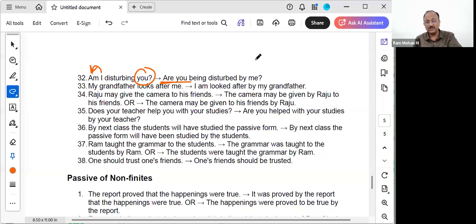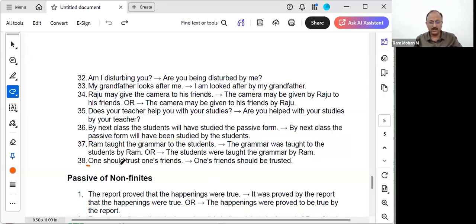Correct? No? Now let's see the future perfect tense. By next class, the students will have studied the passive form. So by next class will remain the same. The passive form will become the subject. Will have been: will have means, like had, we'll be adding only just been. So will have been studied by the students. The students will become the object. Understood?